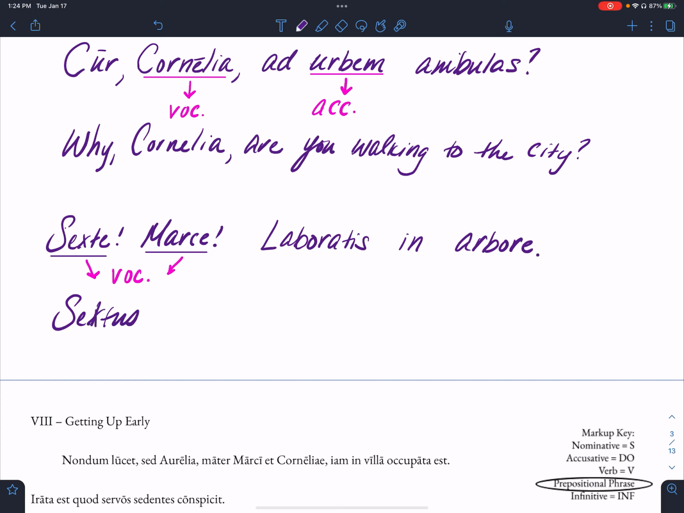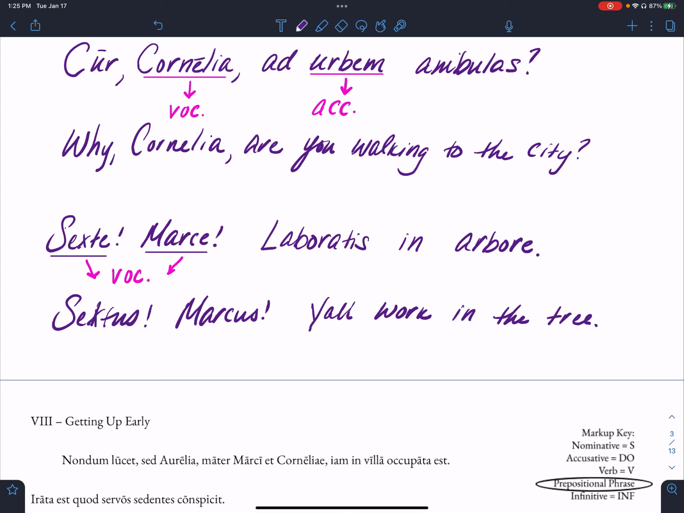Okay, so Marcus, laboratis in arbore. How am I going to translate that? Who's tis? Y'all. Sexte and marque, y'all. So, Sextus, Marcus, y'all labor. Yep, y'all work. Where? In arbore, not in horto. Okay, in the tree. That's kind of weird, but whatever. We're going to let it fly.